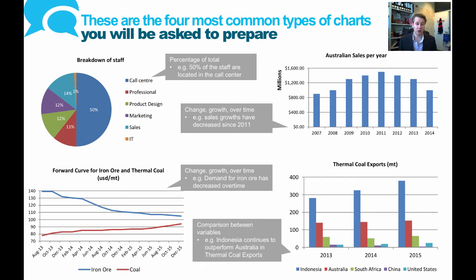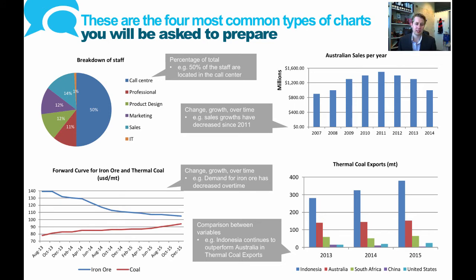If we jump down to the bottom, forward curve for iron ore and thermal coal. Again, another way to show change growth over time. The reason I really like this is it's comparing iron ore with coal and it's showing that they're coming together. So we're seeing the decrease with iron ore and the increase only slightly with coal. And we can start to make some very clear messages out of that.